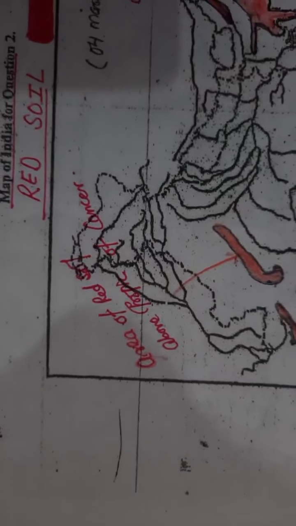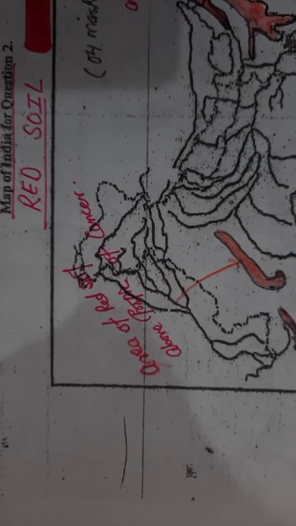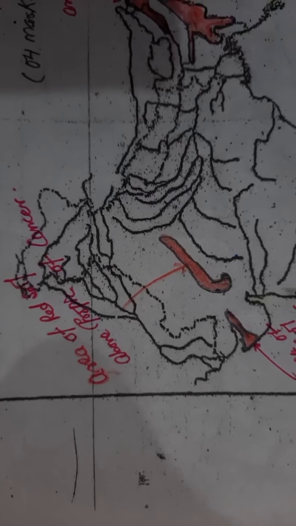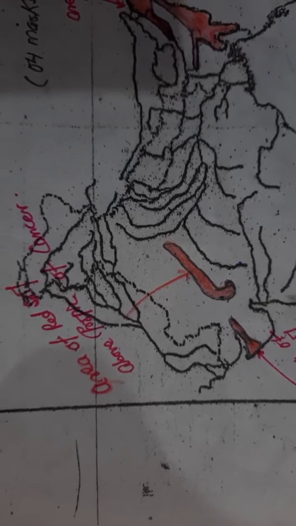You can see the area of the red soil above the Tropic of Cancer in the state of Rajasthan and adjoining Madhya Pradesh.